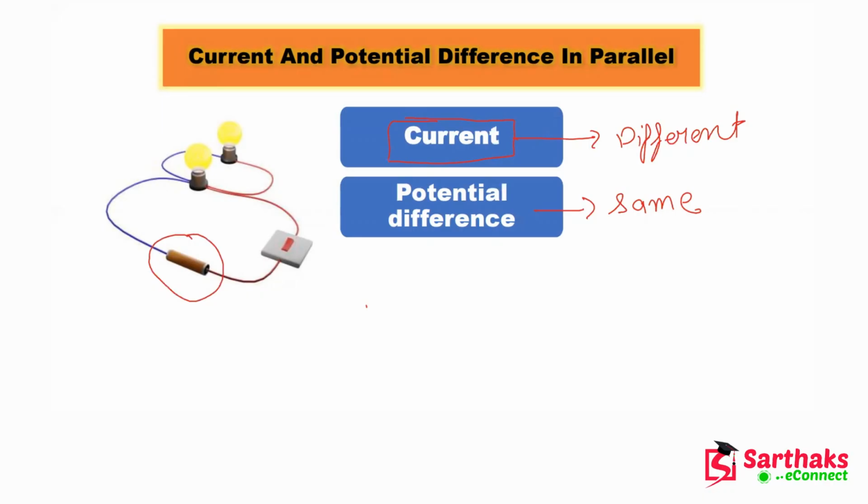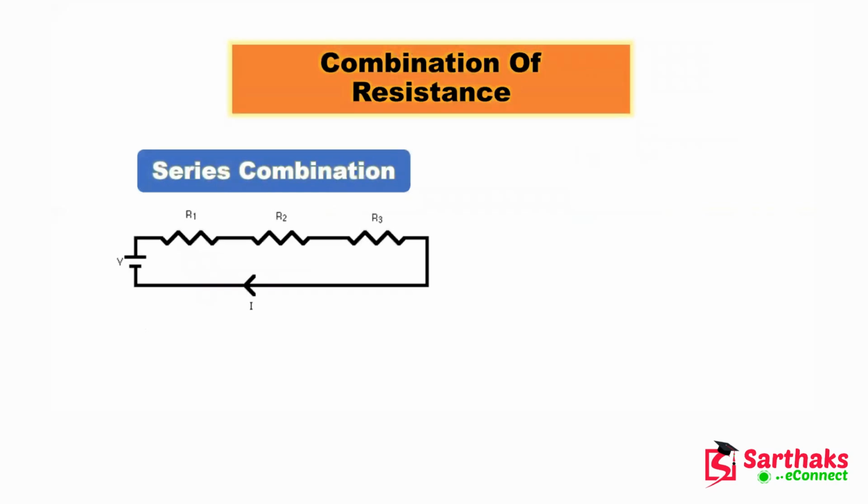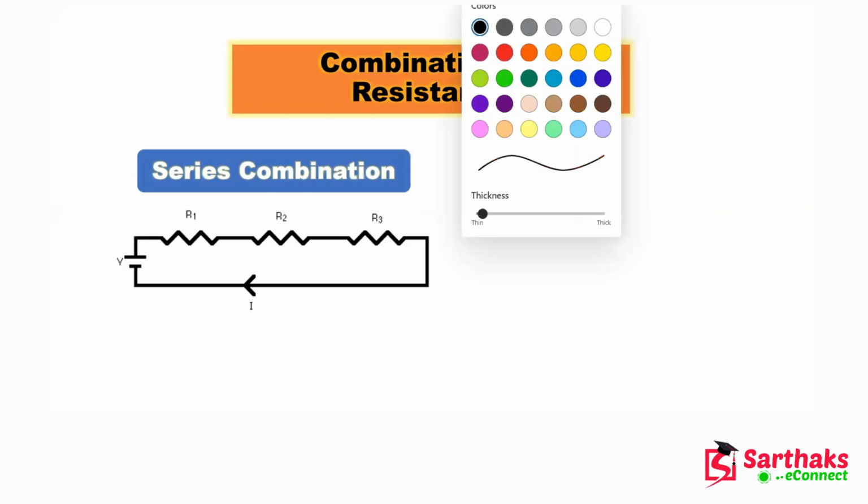Let's suppose the potential difference of the battery is 20 volt, then this 20 volt will directly go on this bulb and also on this bulb. So these two bulbs have the same voltage and that will be equal to this cell. Now guys, after understanding this, let's move on to the next slide and try to understand the combination of resistance. It is a very, very, very important part.